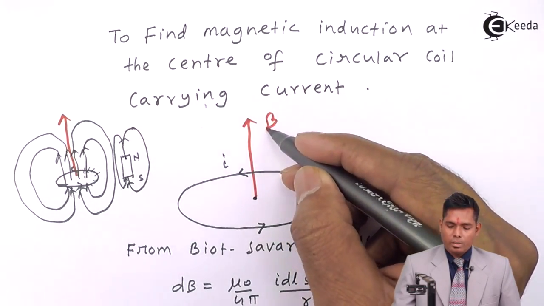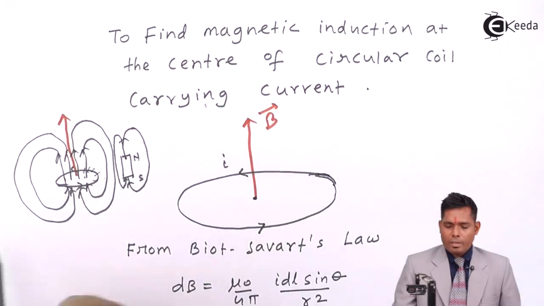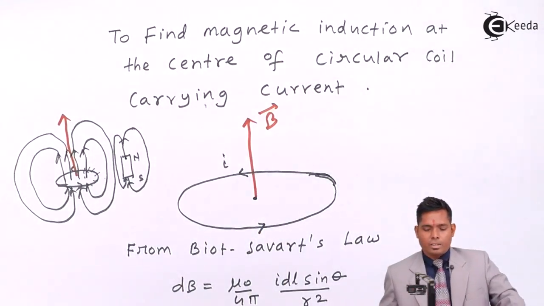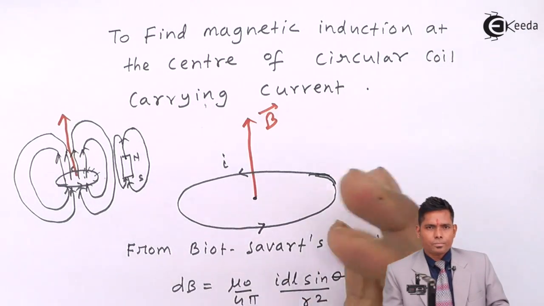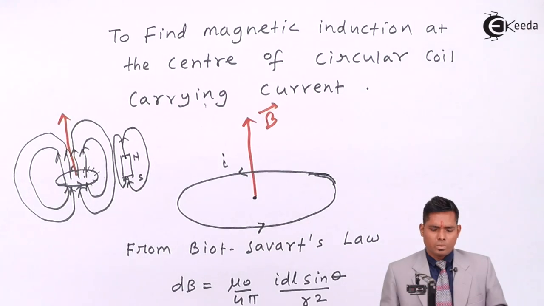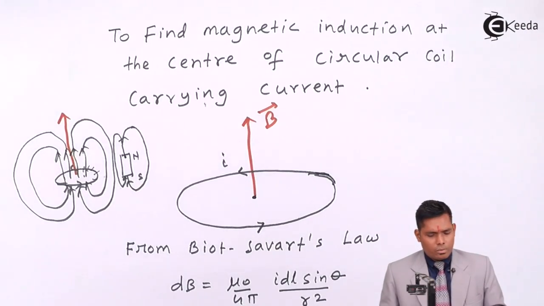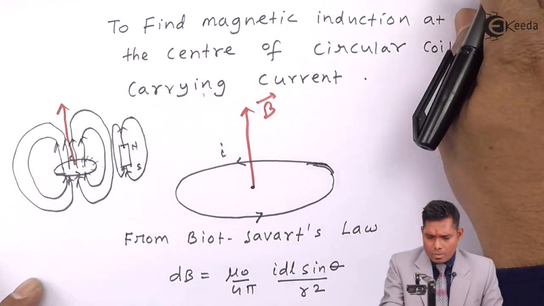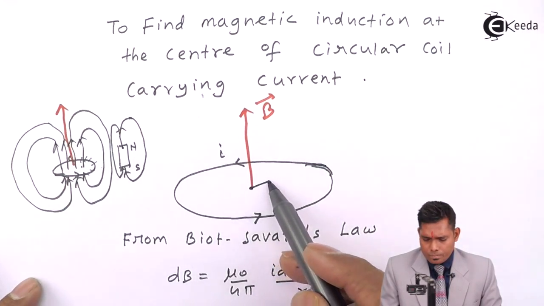This is the direction of the magnetic field, and our aim is to find the magnetic induction at the center of the coil. This is the direction. Now I am interested in the magnitude part. What value does it come out to be? The coil carries the current I, and its radius is, suppose, R.